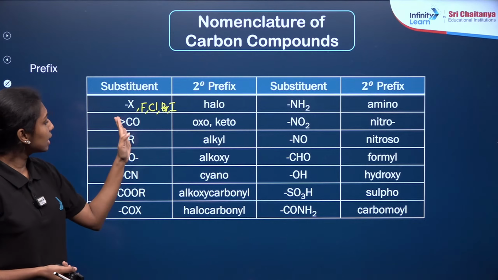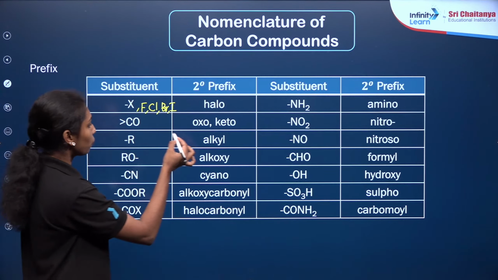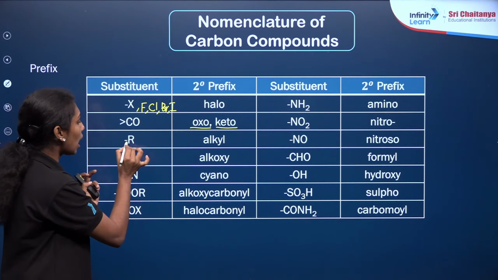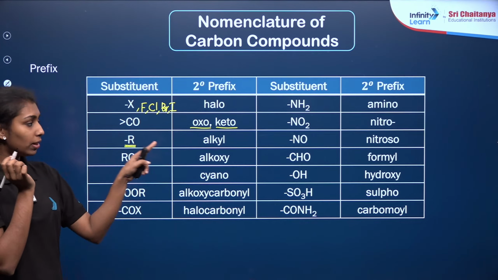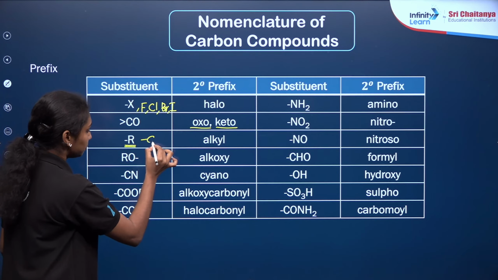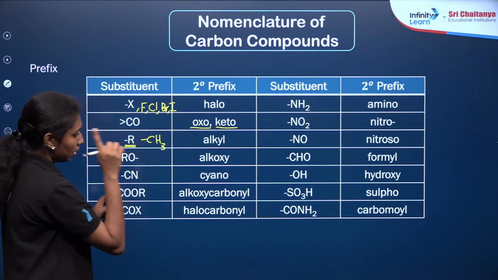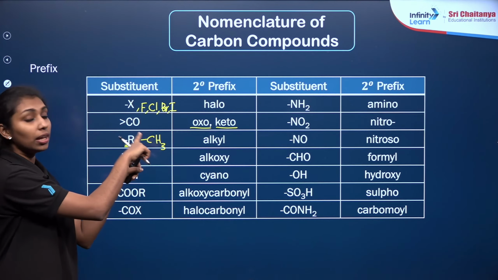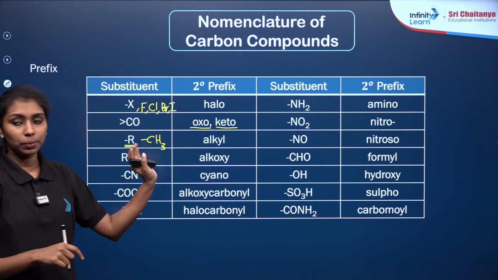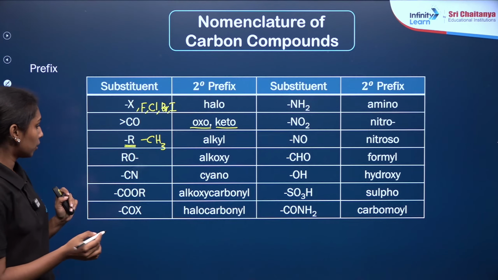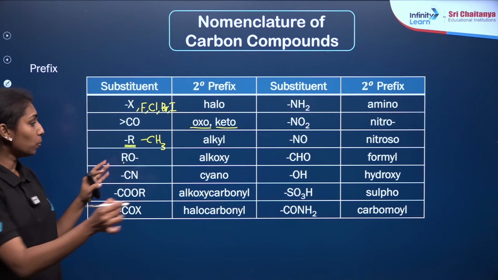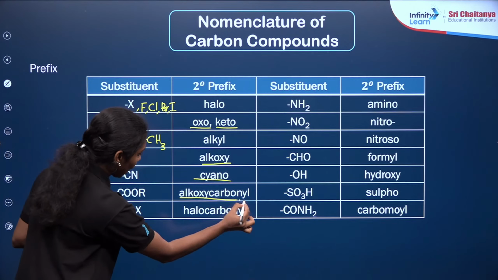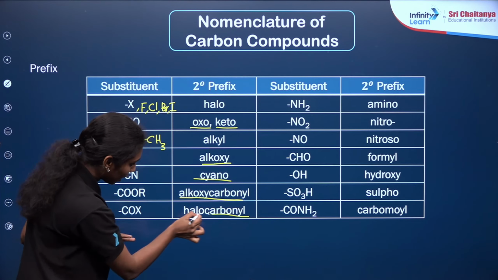Then if I am taking C double bond O, there will be specified cases, if it is keto or oxo. Let's see in detail. Then this will be our R molecule. For example, I have given the example of alkyl group, right? From CH4, I am deleting one hydrogen atom, so it will form the alkyl group. This is deleted from the methane, so this will be methyl group. Clear? So similarly, if you have OR group, alkoxy, CN group cyano, COR alkoxy carbonyl, COX halocarbonyl.